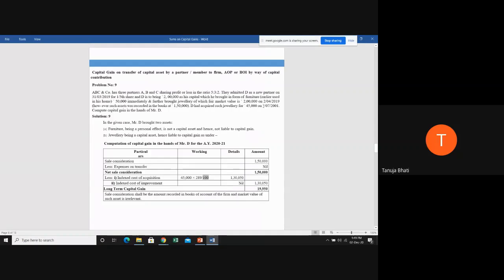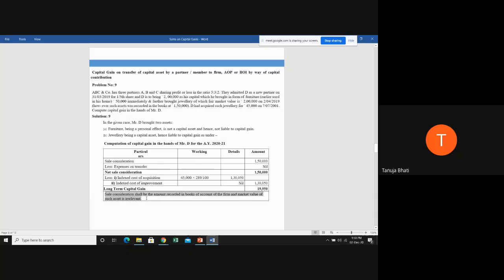Now he acquired it in the year 2001, and our index also starts from the year 2001. So the first index is always 100. This you all can see in the indexation chart. So 45,000 into 289 divided by 100, you get 1,30,050. So there is no cost of improvement, it is nil. So 1,50,000 minus 1,30,050, you get 19,950, which is your long-term capital gain.